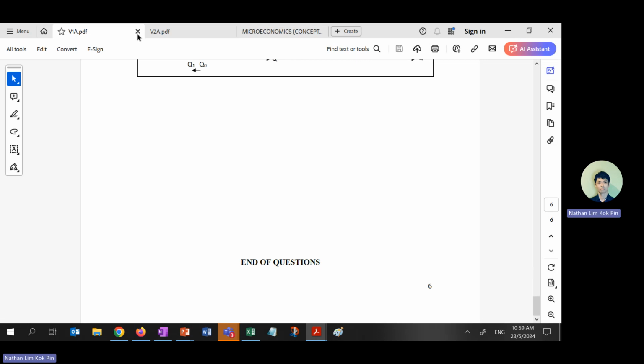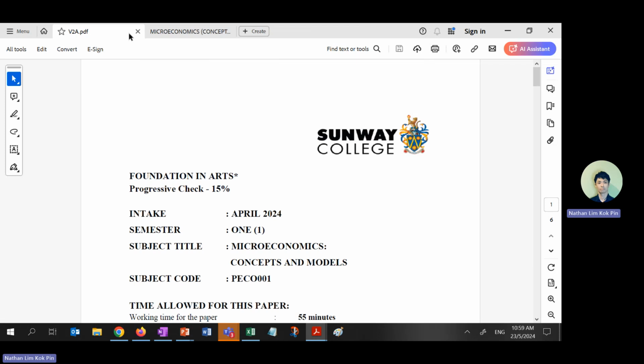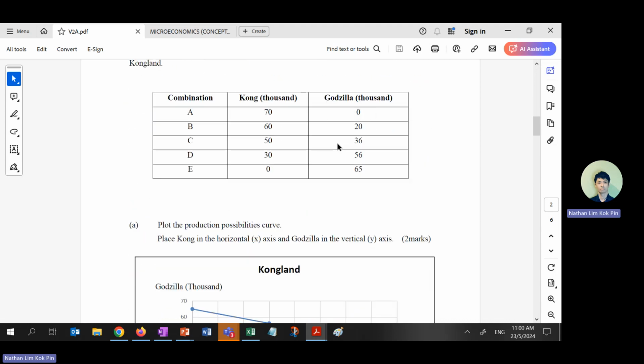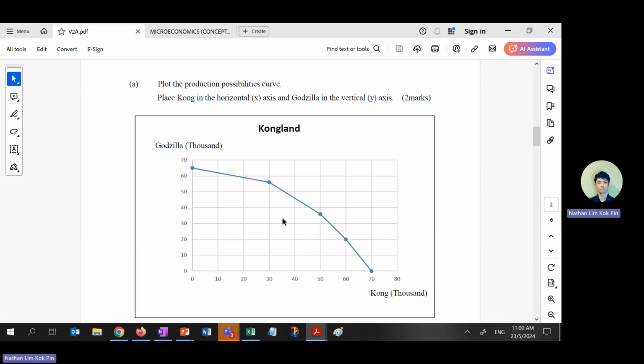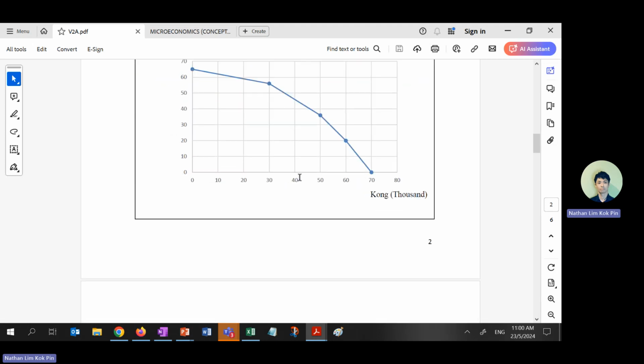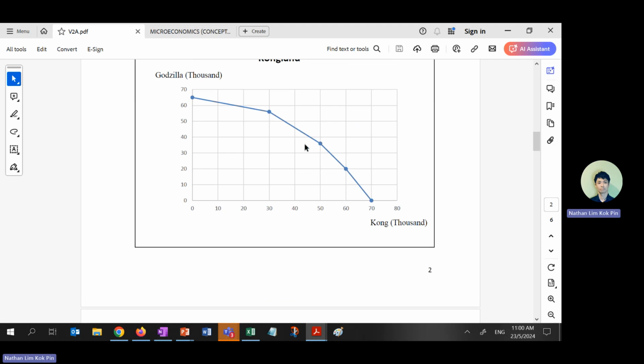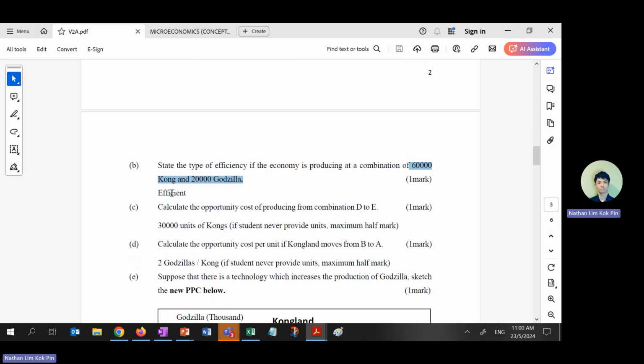No? This one later I will put in your general channel files tab. This is version number 2, which is your paper. Mixed up already. Version number 2, the plot is the same, because I feel nobody should copy this. It's just training your motor skills, like how to plot. For B in version 2, it should be 60,000 Kong and 20,000 Godzilla. This one is on the point, so by right it should be efficient. That's all. I don't know why it is so hard to write efficient.